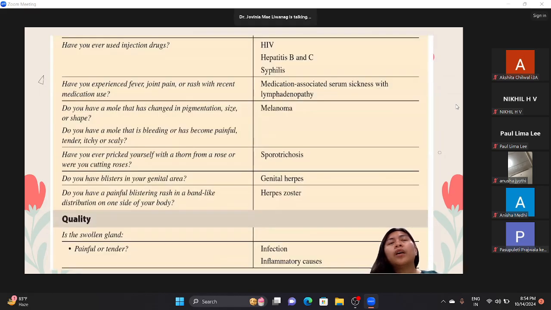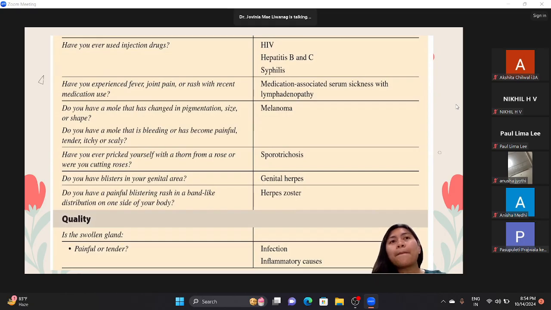So if you ask the patient if they had injection of drugs, maybe the patient has HIV, hepatitis B and C, or syphilis. If you ask the patient, does he experience a fever, joint pain, rash with recent medication use? Maybe it's medication-associated serum sickness with lymphadenopathy. If the patient has a mole that has changed in pigmentation, size, or shape, maybe the patient has melanoma. So there are a lot of clues depending on the history and physical examination.